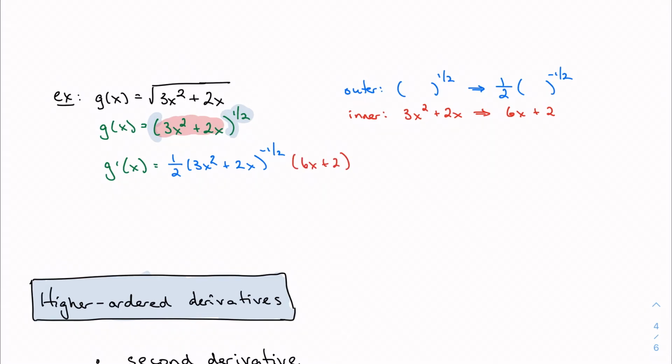And I could leave it like this, but you might see it simplified, and by simplified I just mean rewritten into a fraction: 2 times the square root of 3x squared plus 2x. You could even go farther and cancel the 2's out, and you have 3x plus 1 on the top with the 2 canceled out on the bottom. We're not going to worry about that right now. But that's your chain rule.